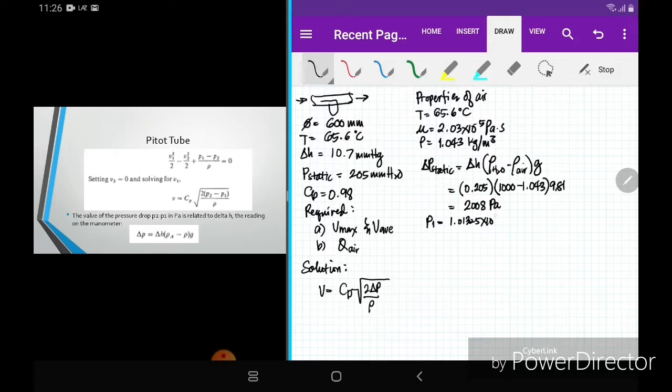1.01325 times 10 to the 5th Pascal plus 0.02008, okay, times 10 to the 5th Pascal. Para-pareho sila. Then your absolute static pressure is equivalent to 1.0333 times 10 to the 5th Pascal. Okay?